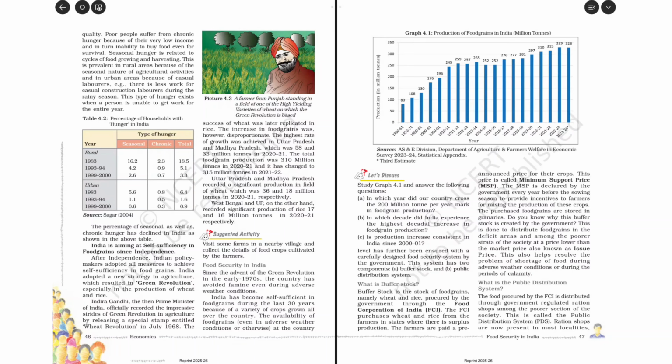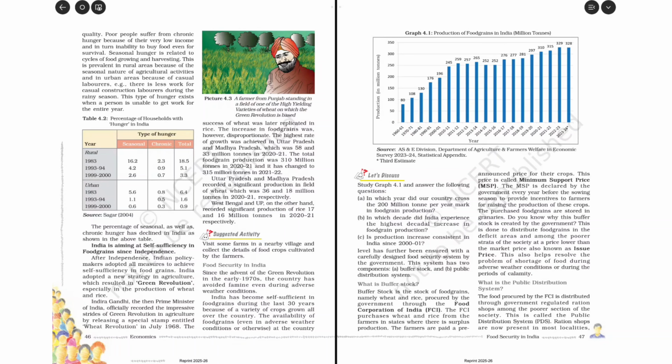The MSP is declared by the government every year before the sowing season to provide incentives to farmers for raising the production of these crops. The purchased food grains are stored in granaries. Do you know why this buffer stock is created by the government? This is done to distribute food grains in the deficit areas and among the poorer strata of the society at a price lower than the market price, also known as issue price. This also helps resolve the problem of shortage of food during adverse weather conditions or during the periods of calamity."